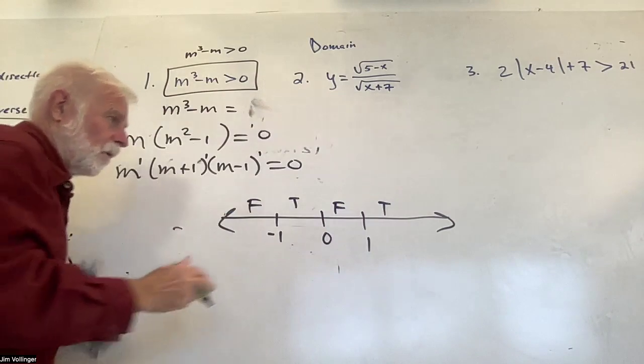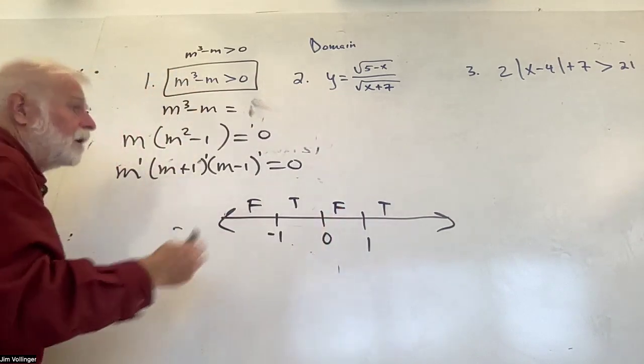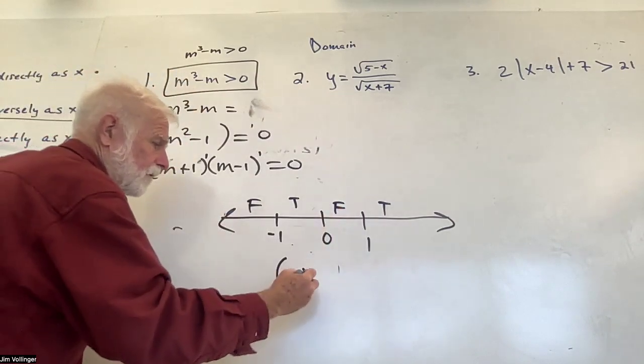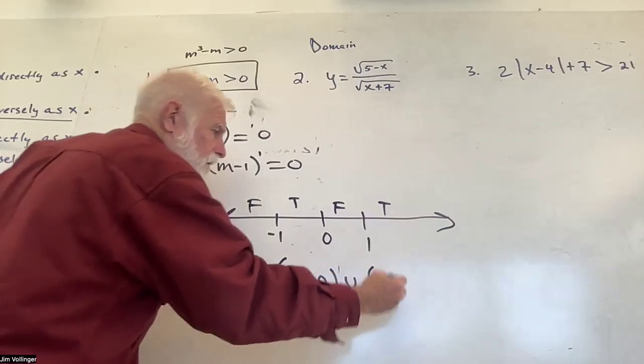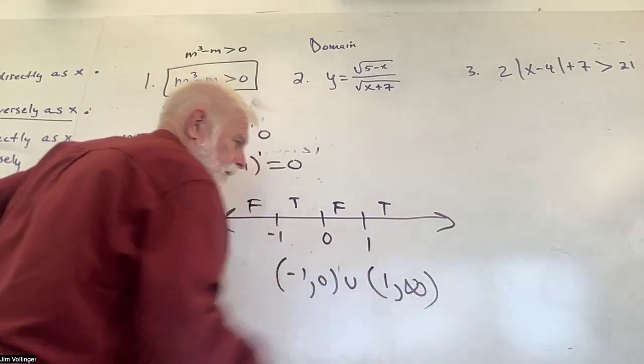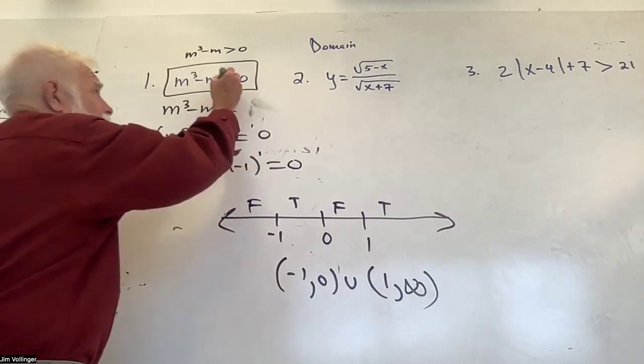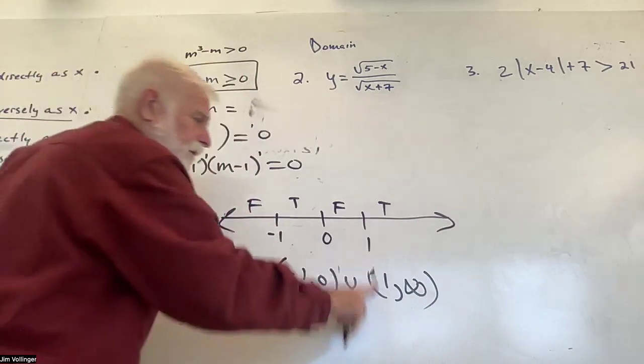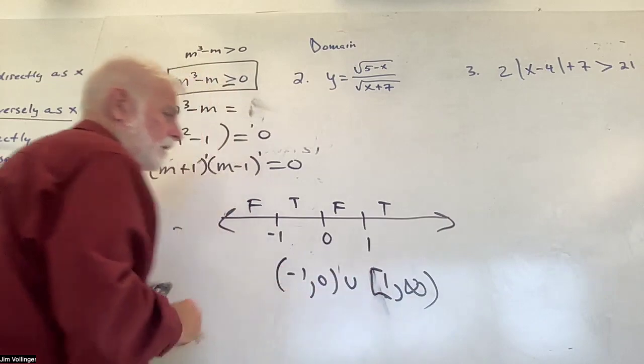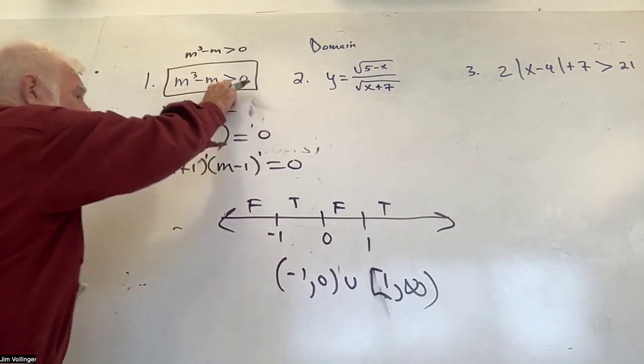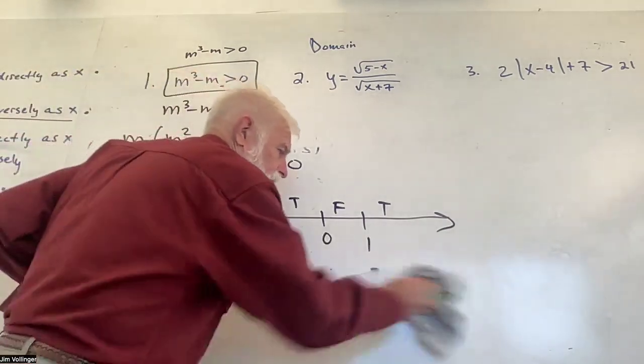Starting to teach, and I don't want to do that right now. I'm just giving you a rundown. So -1 to 0, union 1 to infinity. And of course, we've talked about what happens if we want equals, how we change these to brackets, and it changes everything right now, but I'm just laying out the goods.